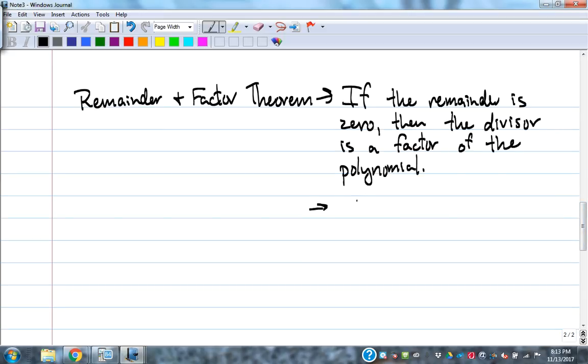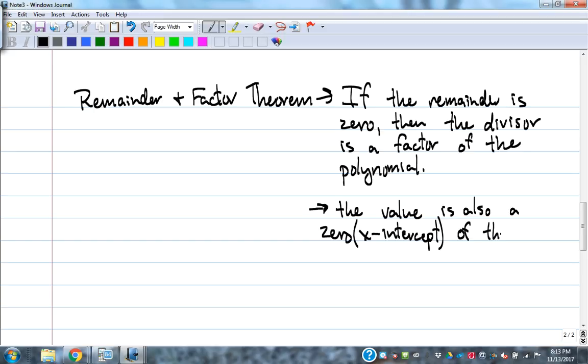It also indirectly states that the value is also a 0 or x-intercept of the polynomial. Which will kind of lead us. That's what we will use. We will hinge on that statement next week. That's what we're doing. Okay.